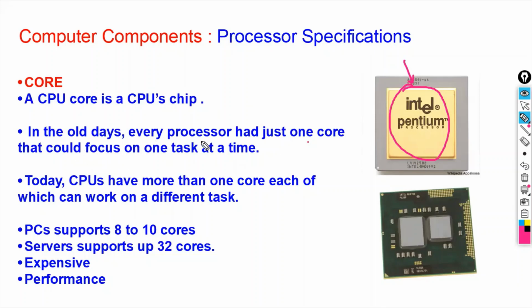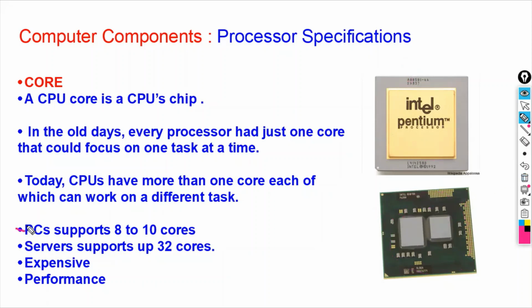So in olden days, every processor had just one core that could focus on one task at a time. And today's CPUs have more than one core, each of which can perform different tasks. You can see this is the CPU. On this CPU, we have two cores. One core will deal with the videos, the other core will deal with the files. The task is divided here and it will make the process much faster.